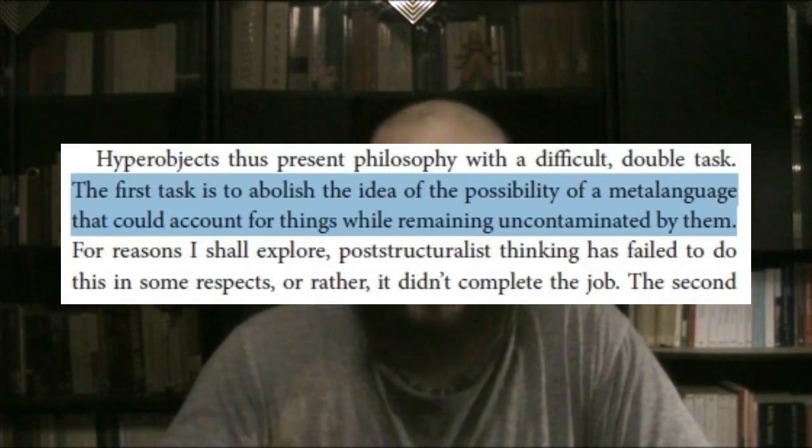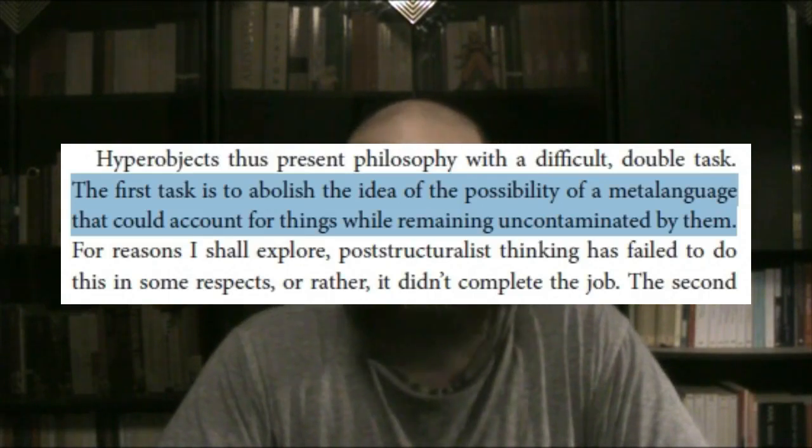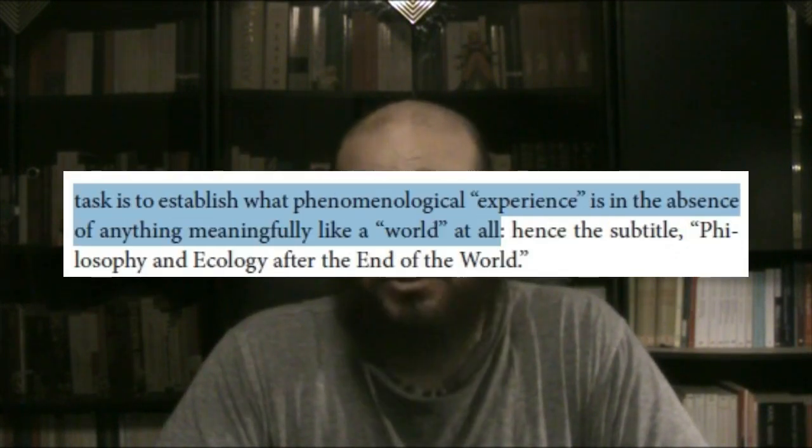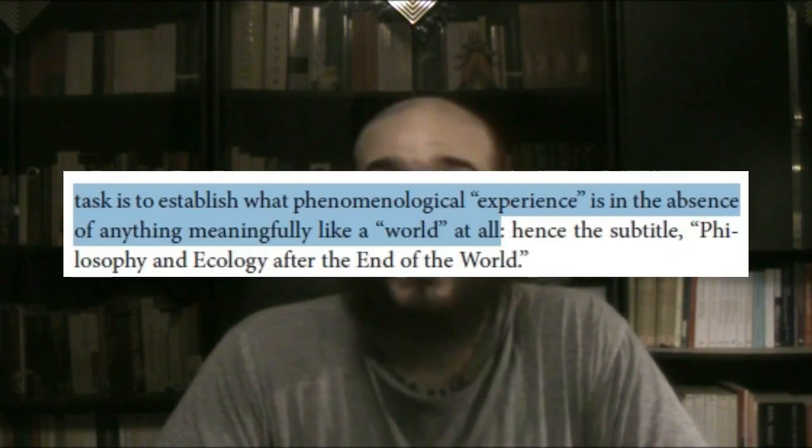And so mainly two tasks are given to philosophy according to Morton. The first task is to abolish the idea of the possibility of a meta-language that could account for things while remaining uncontaminated by them. And the second task is to establish what phenomenological experience is in the absence of anything meaningfully like a world at all. Now we will explain what those two tasks are, but what he is basically doing here is arguing that we need a shift in the ways that we've been doing philosophy until recently.